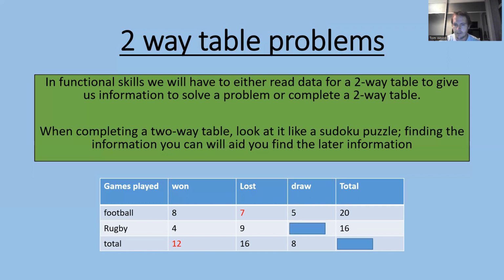At the same time, I could look at it from the top and I could go, well, in regards to games drawn, there was 8 drawn in total, 5 are from football, the rest must be from rugby. So again, the answer has to make sense both ways. That's why this type of question is so good, because it's always going to allow you to double check your answers. It's almost impossible to get wrong. If I look here at the overall total as well, I can work it out from the total of all the games won, lost and drawn, so 12, add 16, add 8.